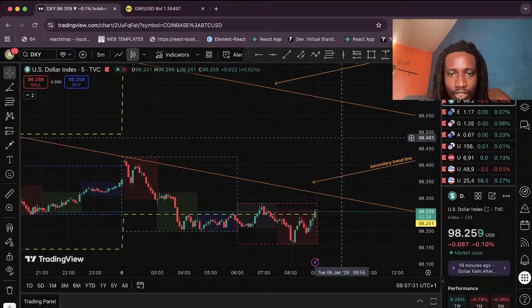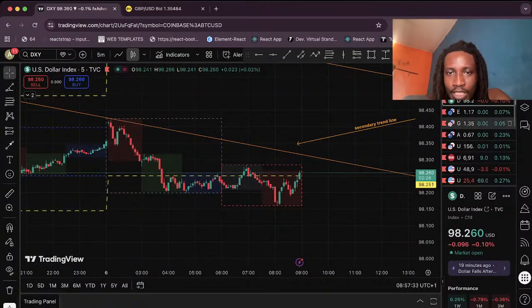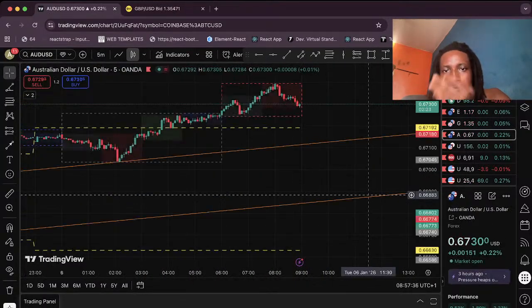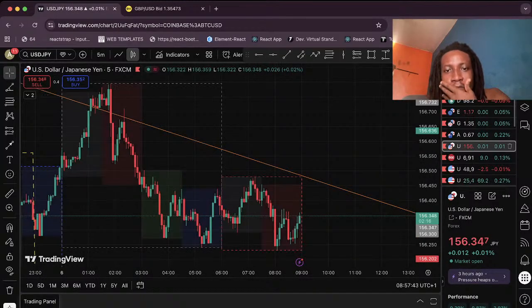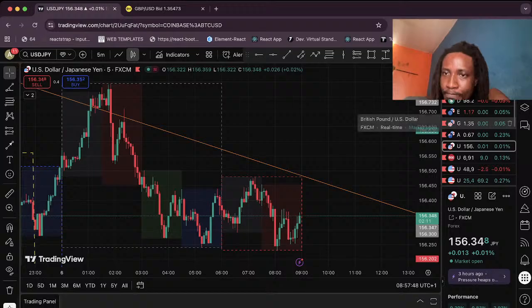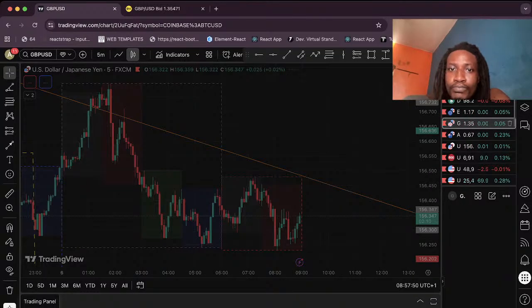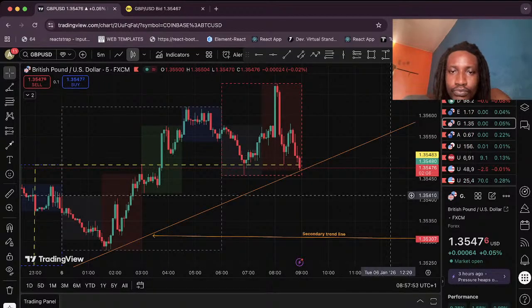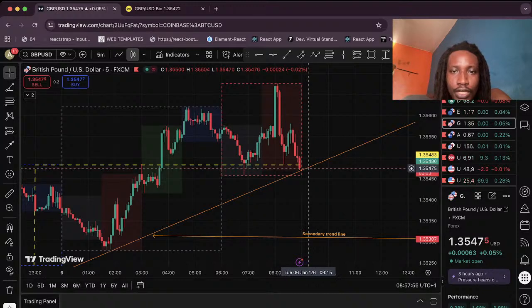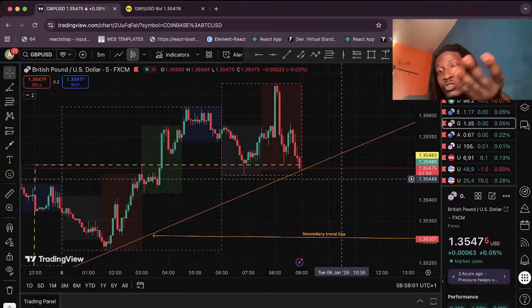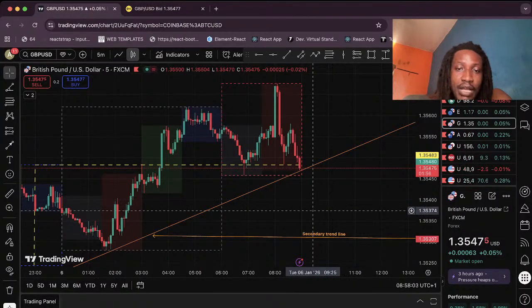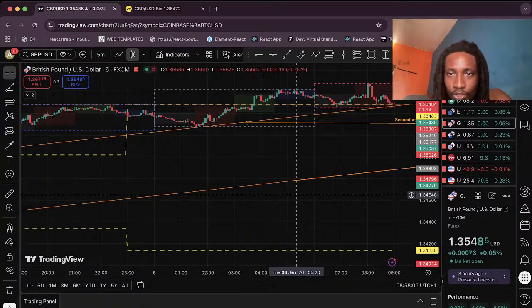Nothing exciting is going on yet. We just have to fold our arms and wait patiently. But if I get a crossover on British pound USD before I get a crossover on DXY, maybe I will jump on it. I don't know. What do you guys think?